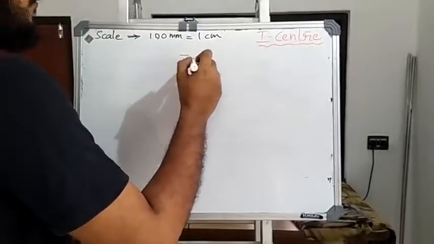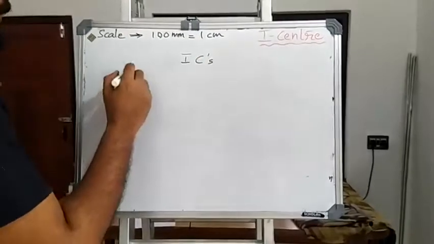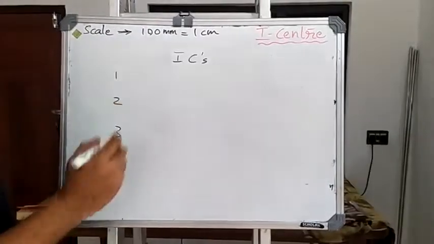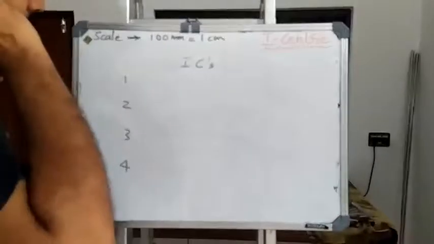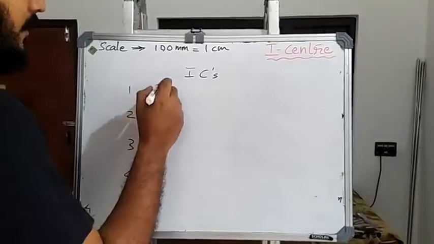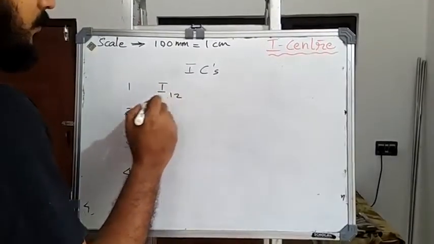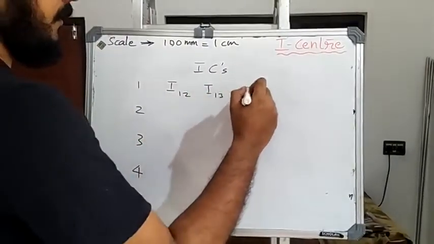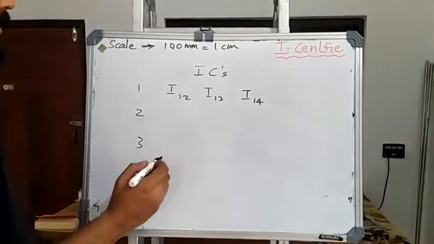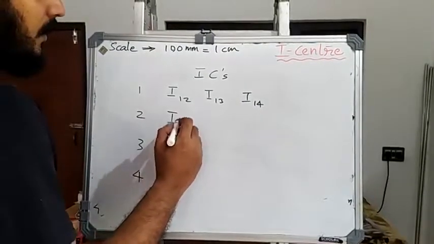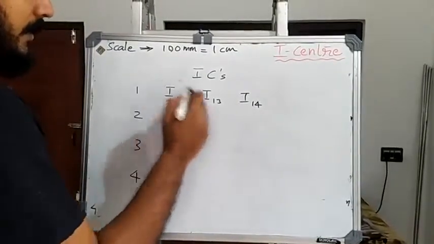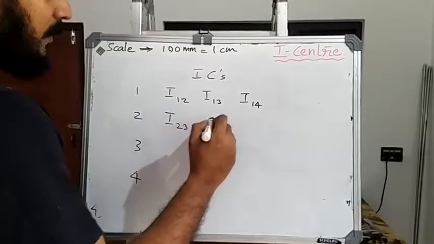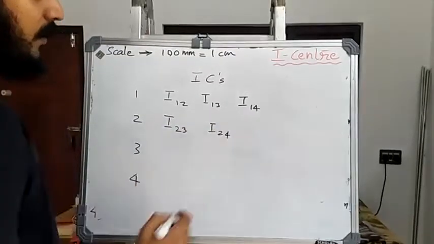Let us look at which are these I centers now. We have 4 links. Let us represent the I centers corresponding to the first link. Let us write down all the I centers that are generated using the first link. First one will be I12, the I center between 1 and 2. Next, I13 and I14. For link number 2, let us write I21. It has already been written here. So let us go for I23 and the I center between 2 and 4, I24.